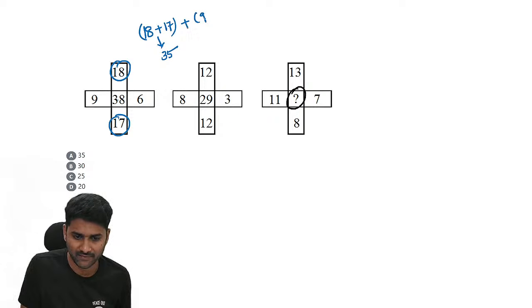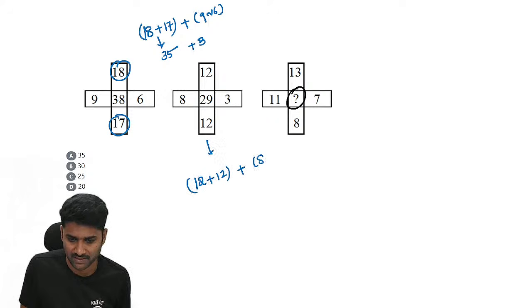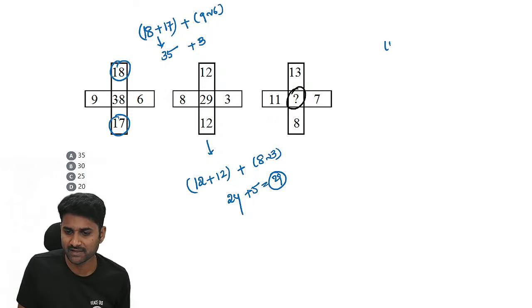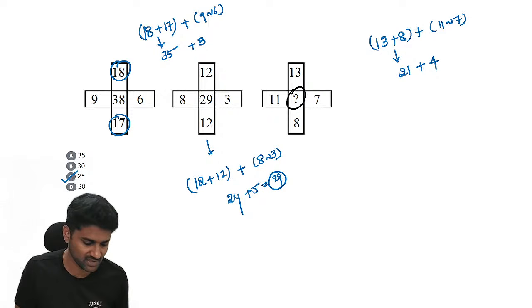Plus the difference of 9 and 6 is 3. Same, verify here. 12 plus 12 plus the difference of 8 and 3. So 24 plus 5 is equal to 29. Finally, 13 plus, check with the proper operation guys, plus the difference between 11 and 7. So the sum value is 21 and the difference is equal to 4 units. Answer 25 is the correct answer.